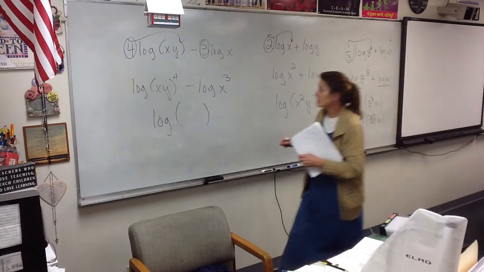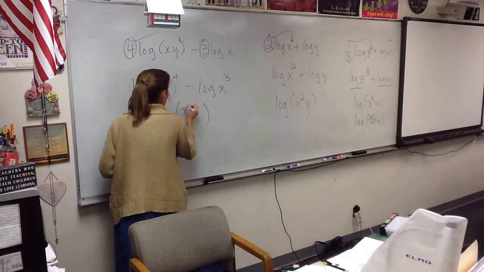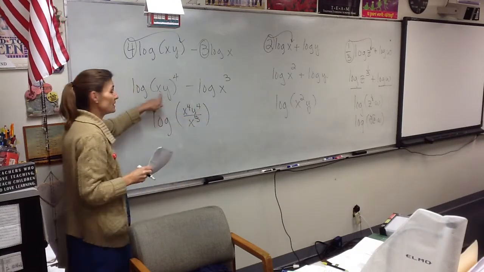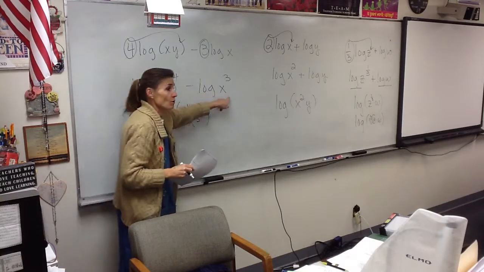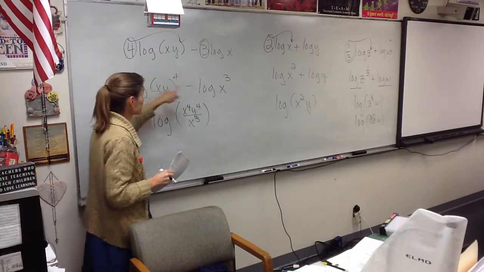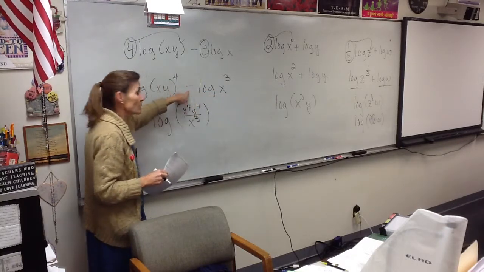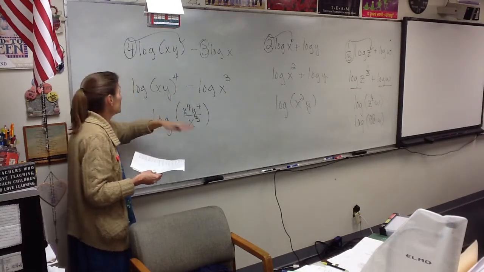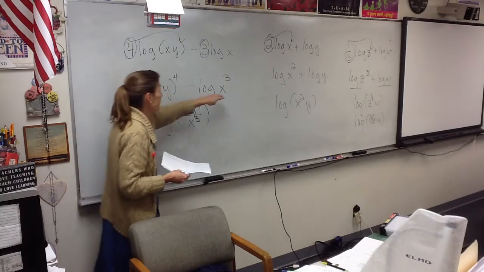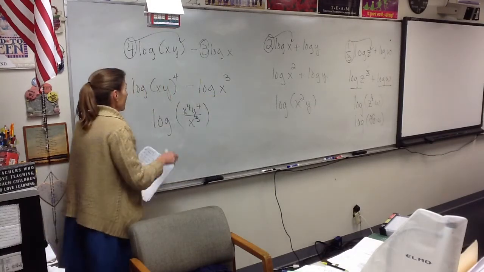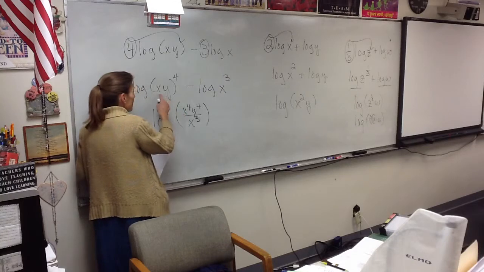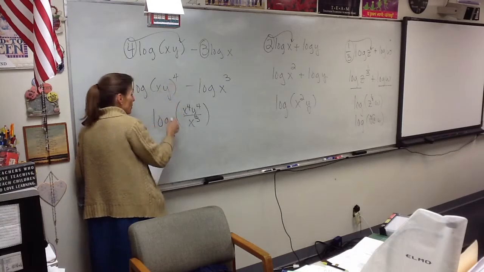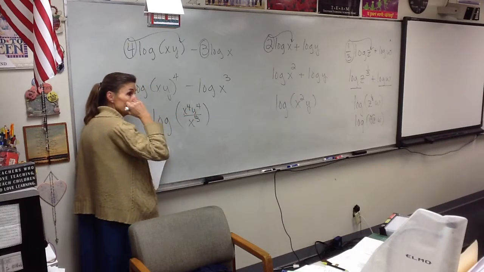So this is going to become x to the 4th, y to the 4th, over x cubed. This over this. Because when you have a log minus a log, it means you're going to do a division problem. And I'm dividing the first one by the second one. Now, does this confuse anybody, how I went from this to this? Does everybody understand that xy to the 4th is x to the 4th, y to the 4th?